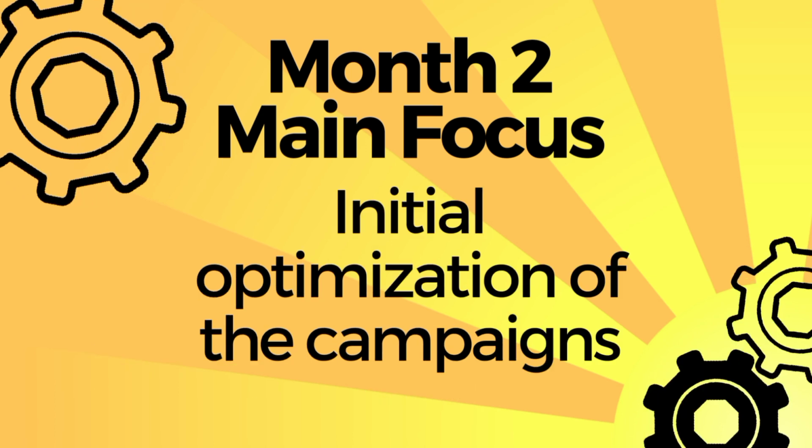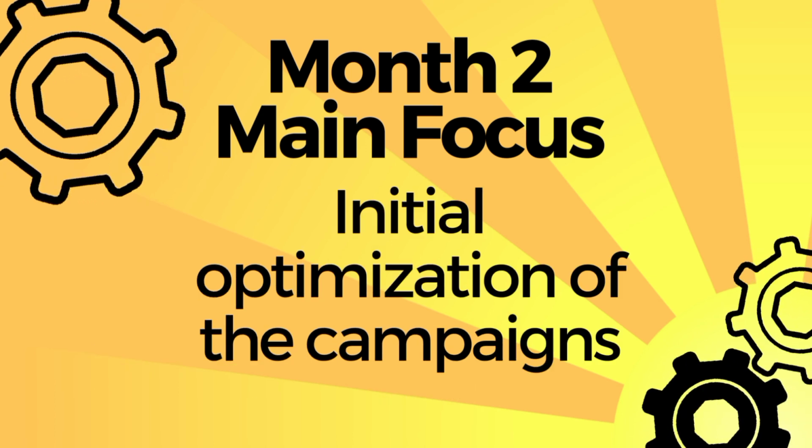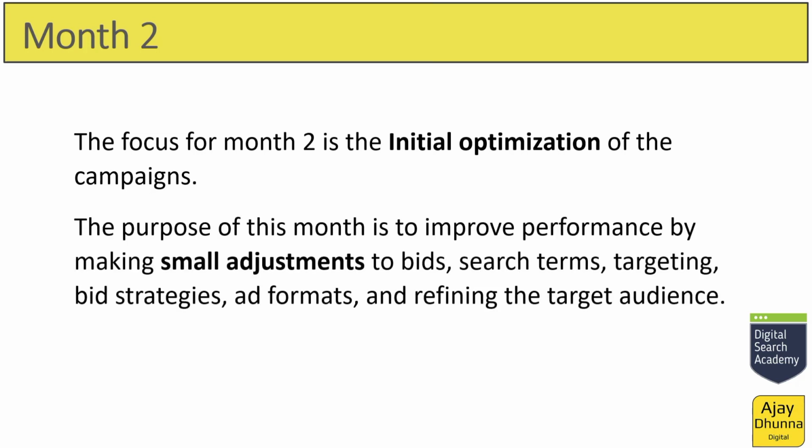The focus for month 2 is the initial optimization of the campaigns that you set up in month 1. And remember, in month 1, we want to collect a lot of data. Okay, so now we've got a little bit of data, right? The purpose of this month is to improve the performance by making small adjustments to bids, search terms, targeting, bid strategies, ad formats, and refining the target audience.